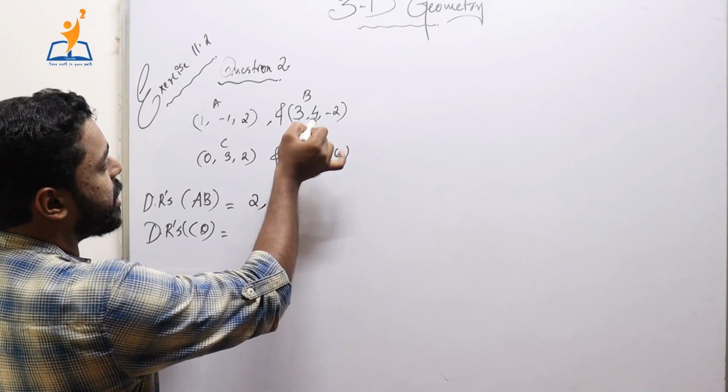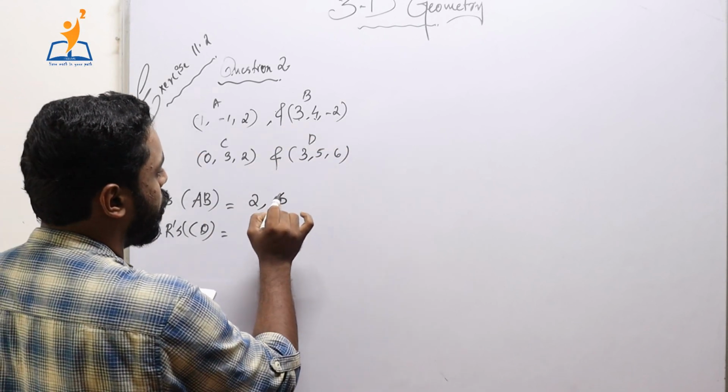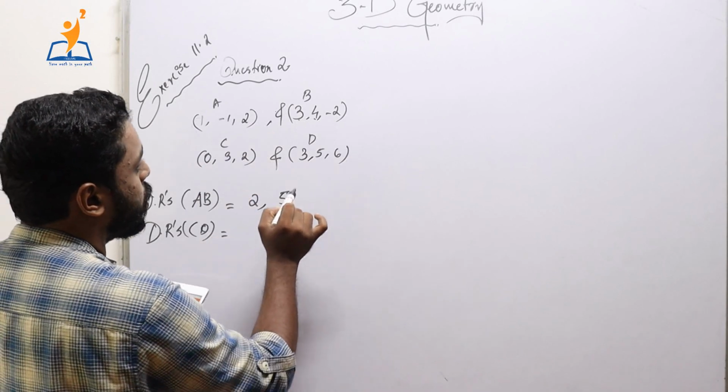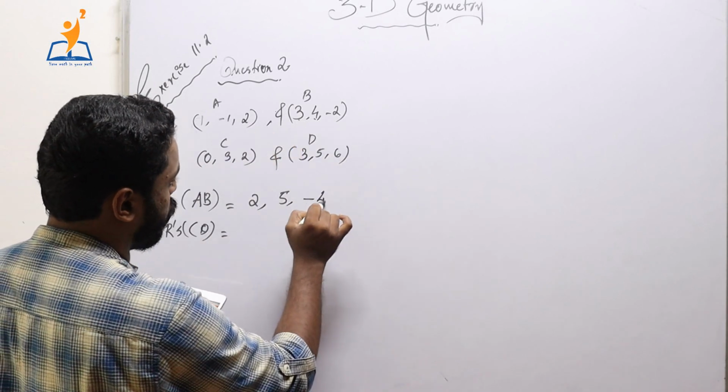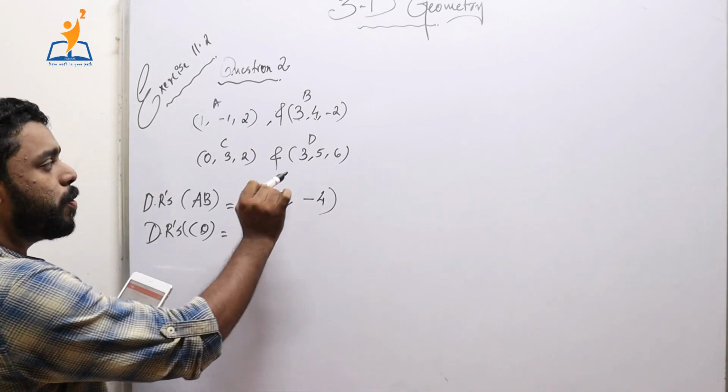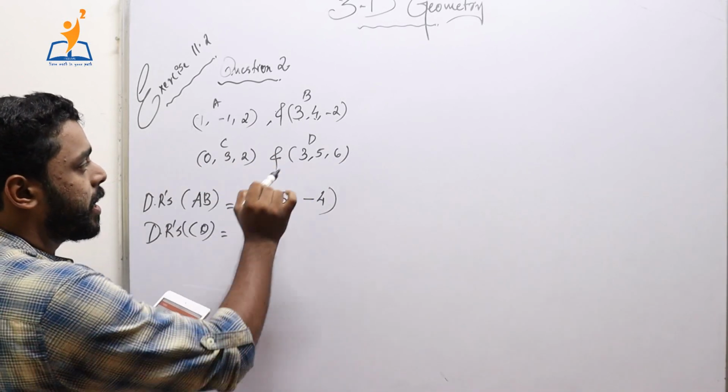The second component is 4 minus minus 1, which is 5. And the third component is minus 2 minus 2, which is minus 4. So this is the direction ratios of the line AB. Now we shall find the direction ratios of the line CD.